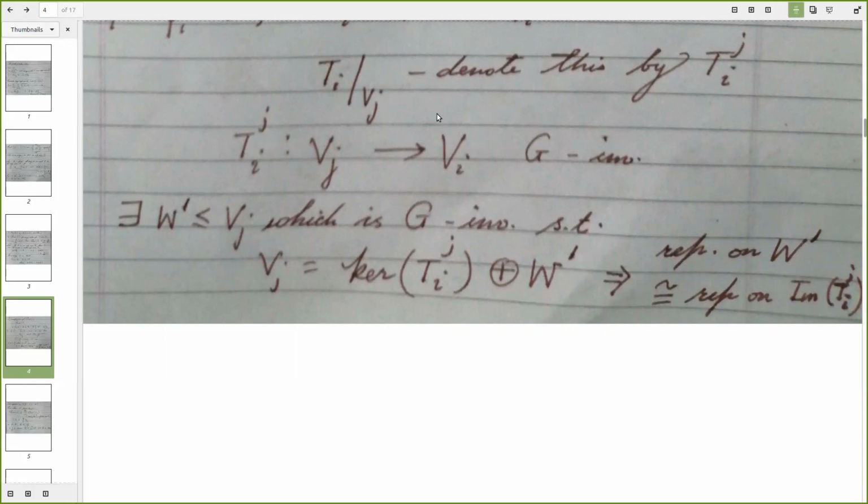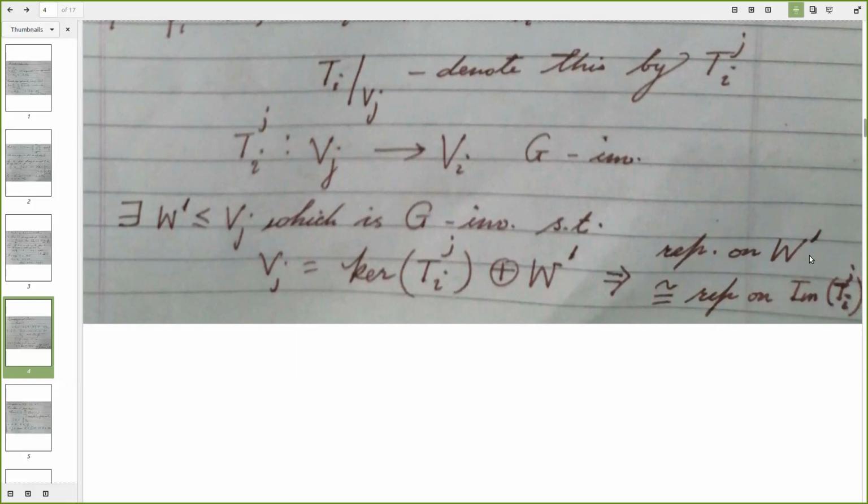And remember, since Tj is given to be G-invariant, the isomorphism that we have got is also a G-invariant isomorphism. So that's what we get. In other words, the sub-representation on W prime is isomorphic to the sub-representation on the image of Tji. Remember, this is just a standard first isomorphism theorem kind of argument. There we get the isomorphism.